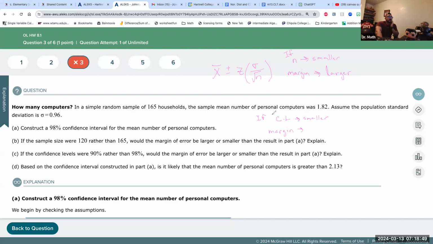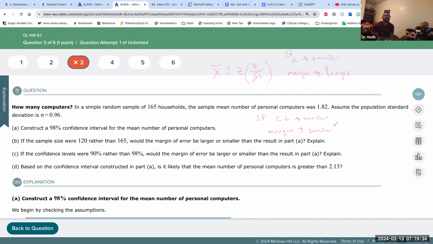All right, so let's check this out. The confidence level is like a light switch. It controls how dim the Z value is. So the smaller your confidence level, the lower your Z score gets. If this is smaller, you're going to multiply by a smaller number, and this becomes smaller. So your margin of error becomes smaller. When your confidence level is smaller, your margin of error is smaller.